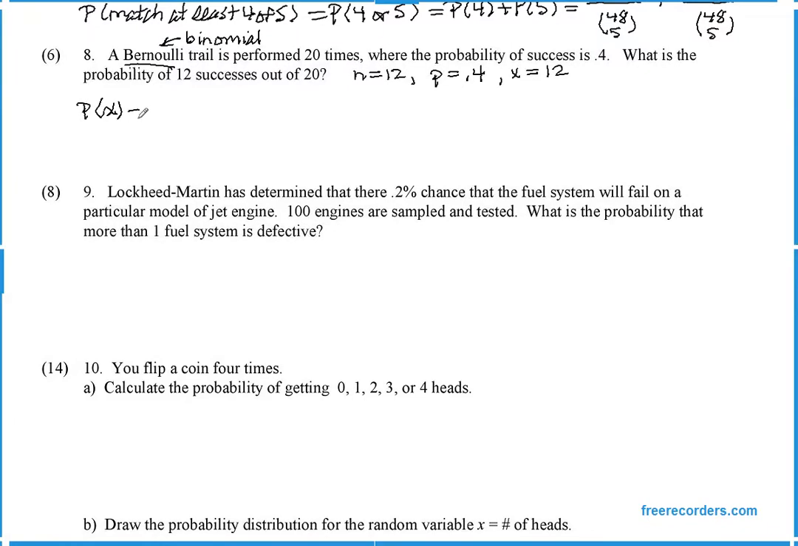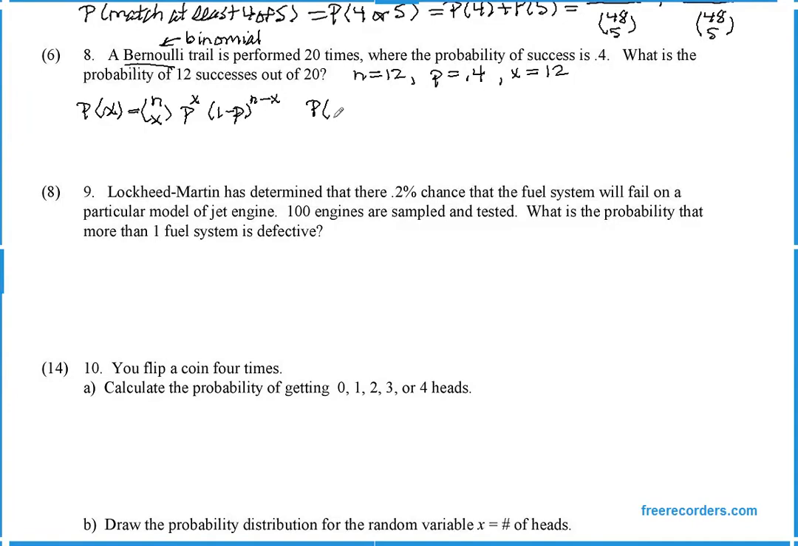Probability of x is equal to n choose x, and then your bases are p and 1 minus p. So the two bases of the exponentials add up to 1, and your exponents are x and n minus x. So these two exponents add up to the total number of trials. So what we need here is exactly the probability of 12 successes out of 20.